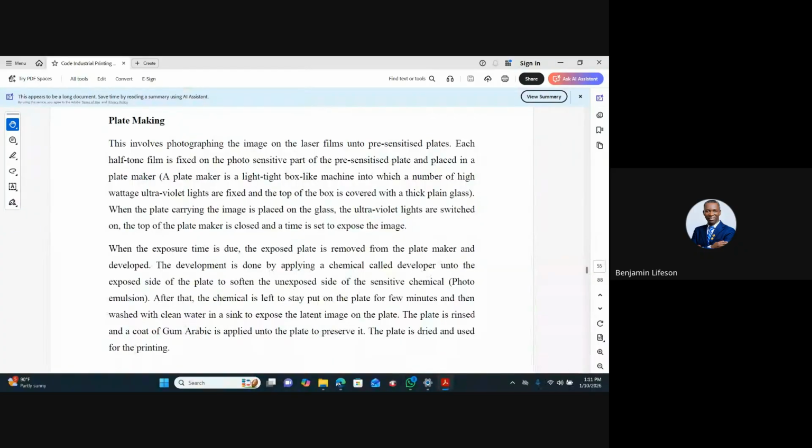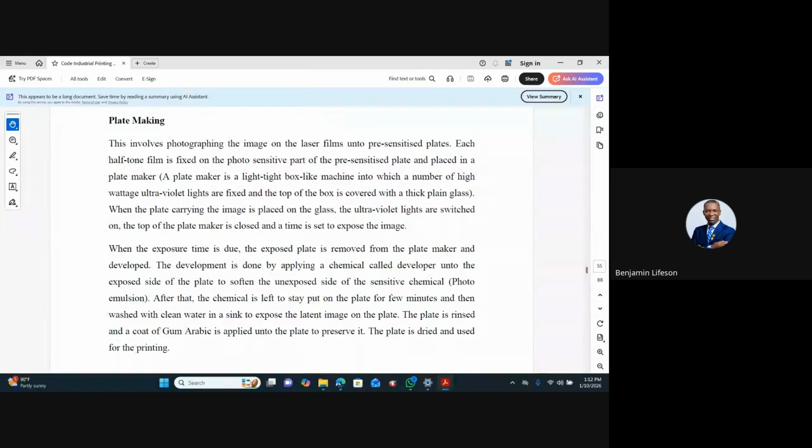How to make the plate. That is where we go to the lithography aspect. In lithography, we looked at how to develop our plate. We develop our plate, and during the printing, the plate is transferred onto a rubber-like substance. That is where we pick the ink from, and for proper printing to take place. So that is where we develop our photographs.